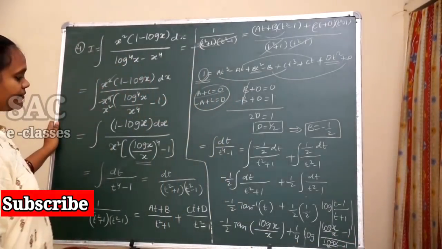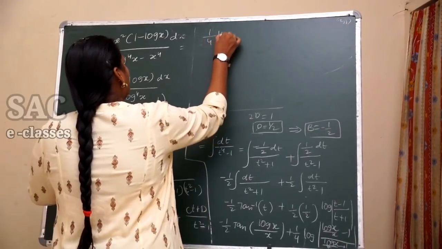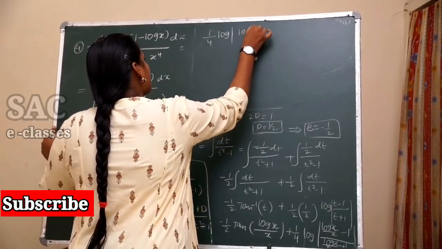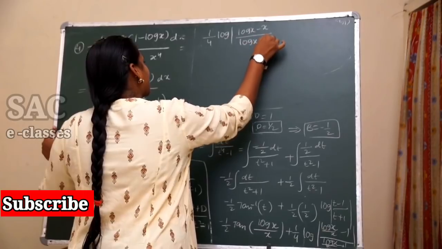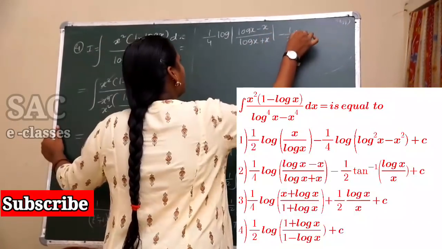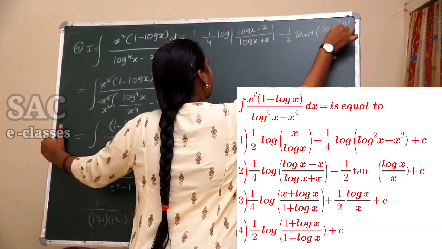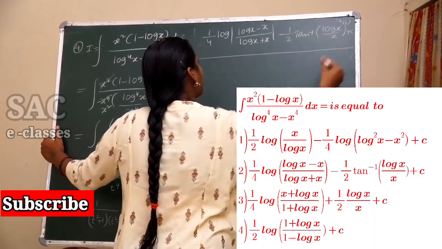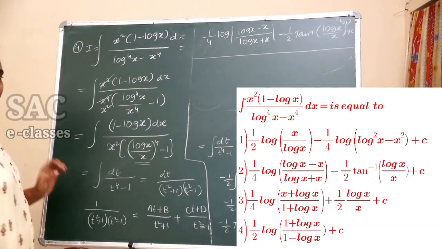Let us simplify. You can write it as 1 by 4 into log of x minus x by log x plus x, minus 1 by 2 into tan inverse of log x by x, plus c, will be the final option. That is option B, the correct one.